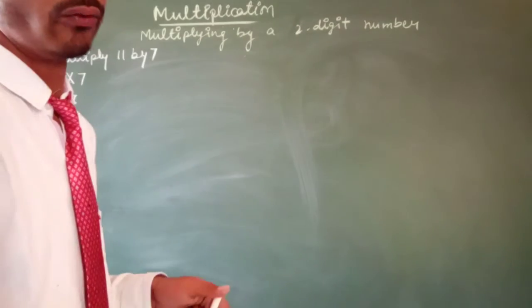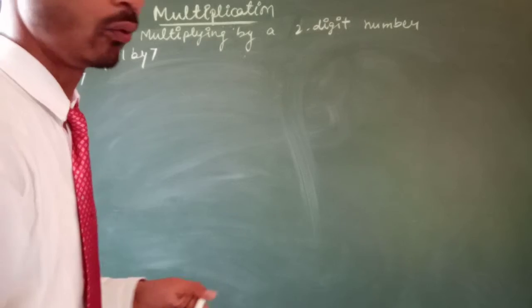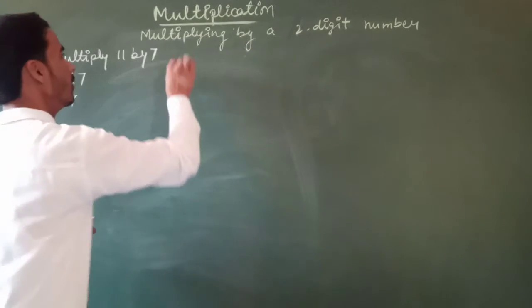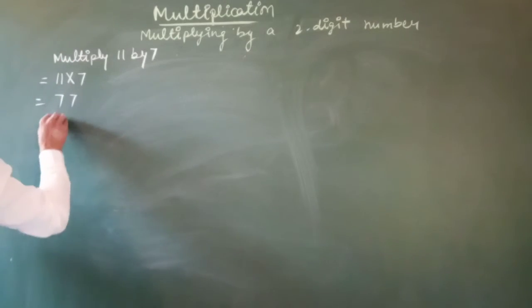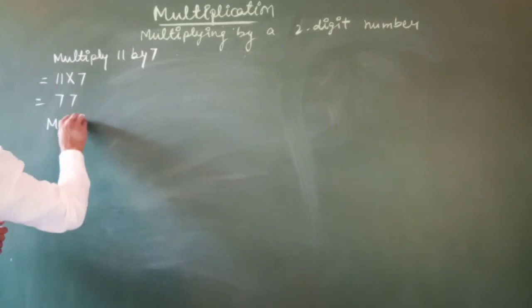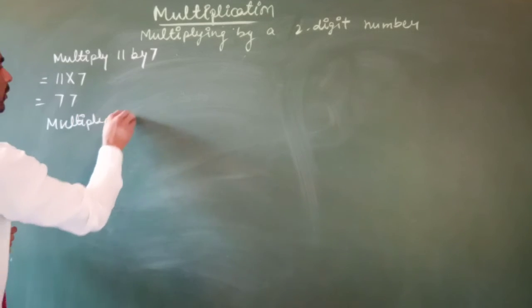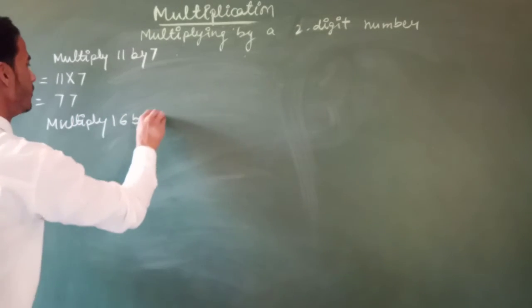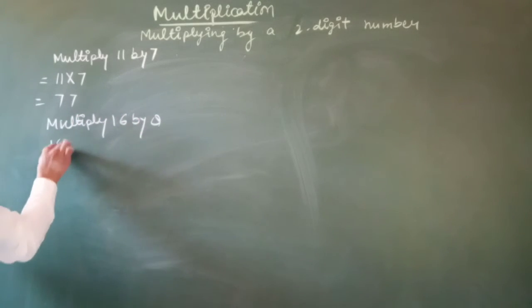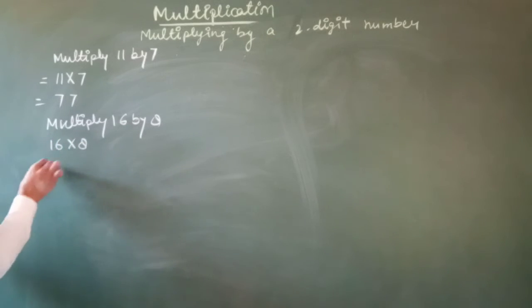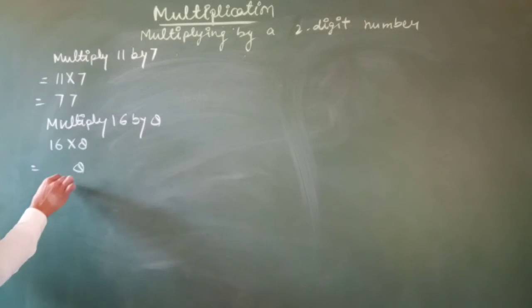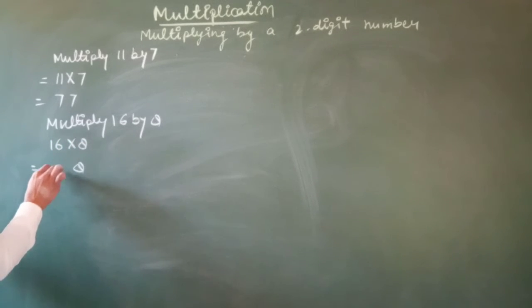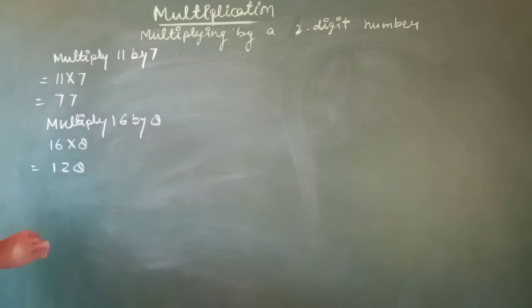And now with regrouping, how can we multiply numbers? Multiply 16 by 8. 16 multiplied by 8. 8 sixes are 48. 8 fours carry. 8 ones are 8, and 8 and 4 are 12. 128.